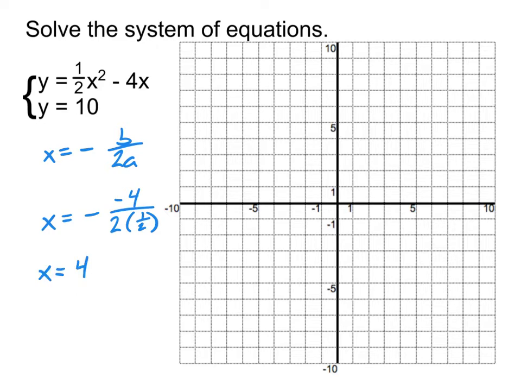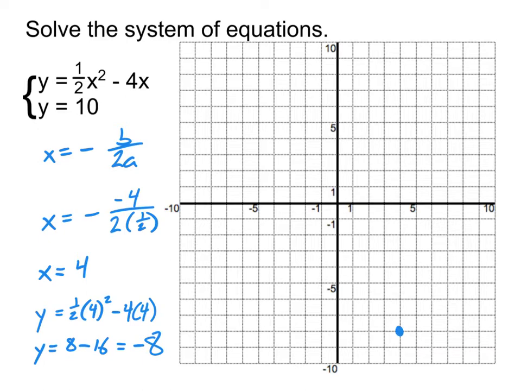So you should have found that x equals 4, because the 2 times 1/2 on the bottom is 1. All right, so then we plug that x value back in to find our y coordinate. And so we find our y coordinate here is at -8. So my vertex then is going to be at 4, -8.